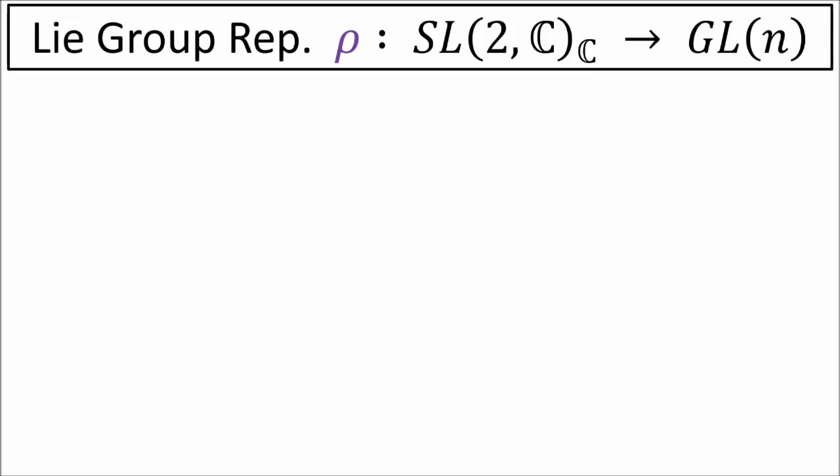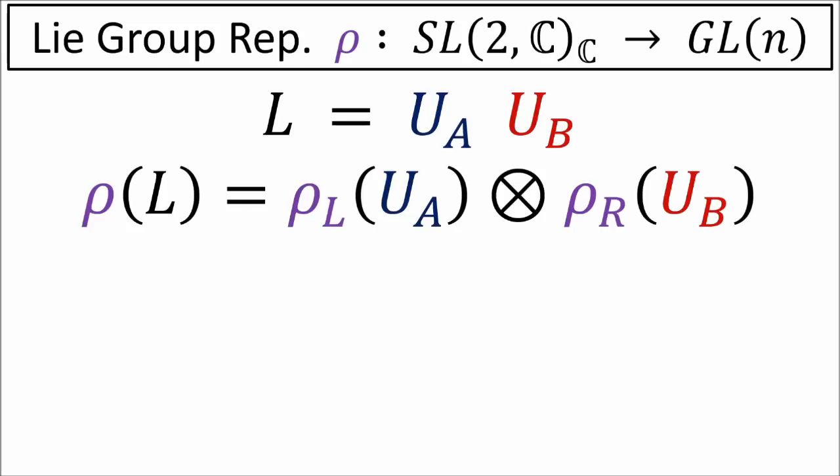So far we've been discussing the abstract properties of the Lorentz group and Lorentz algebra. But now I'd like to talk about their matrix representations. A matrix representation ρ of the complexified Lorentz group will map every group element to an invertible n by n matrix. Since the group elements can be decomposed into a product, we can also decompose the matrix representation into a tensor product of a left representation ρl for the A elements, and a right representation ρr for the B elements.